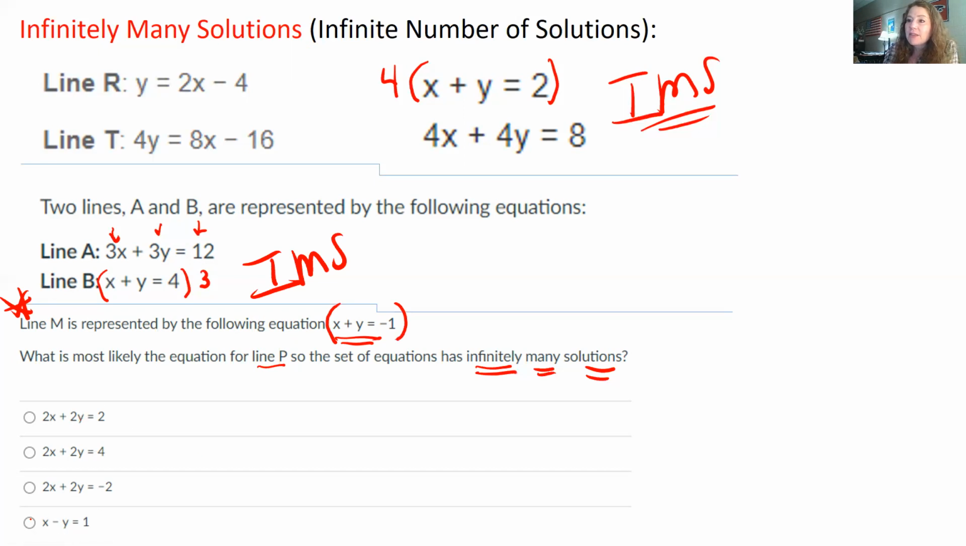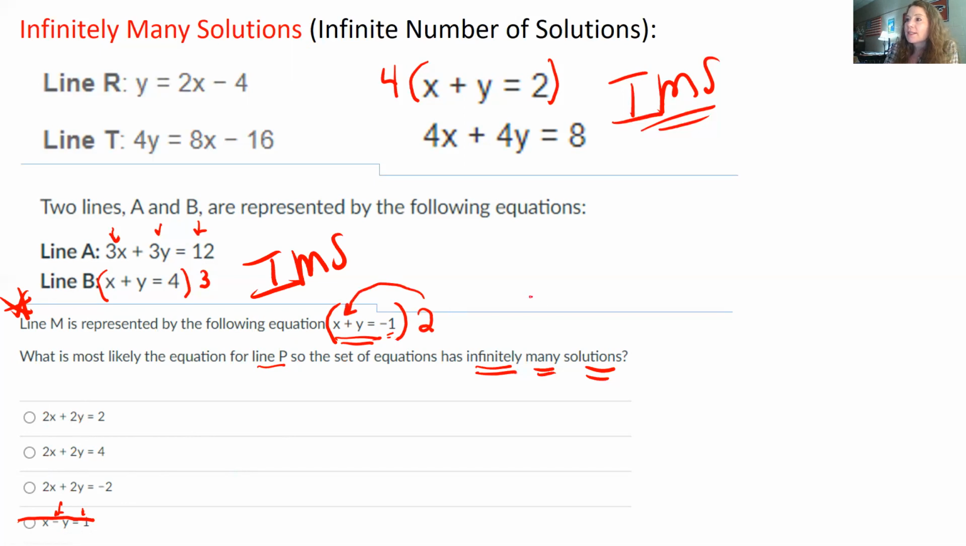Well, I know it's not the bottom one because the signs don't even match, right? We have a negative y and we have a positive y. We have a negative 1 and we have a positive 1. So I'm going to take this one off the list. Now the rest of them I see are 2 x's and 2 y's. So I'm going to try multiplying the whole equation by 2.